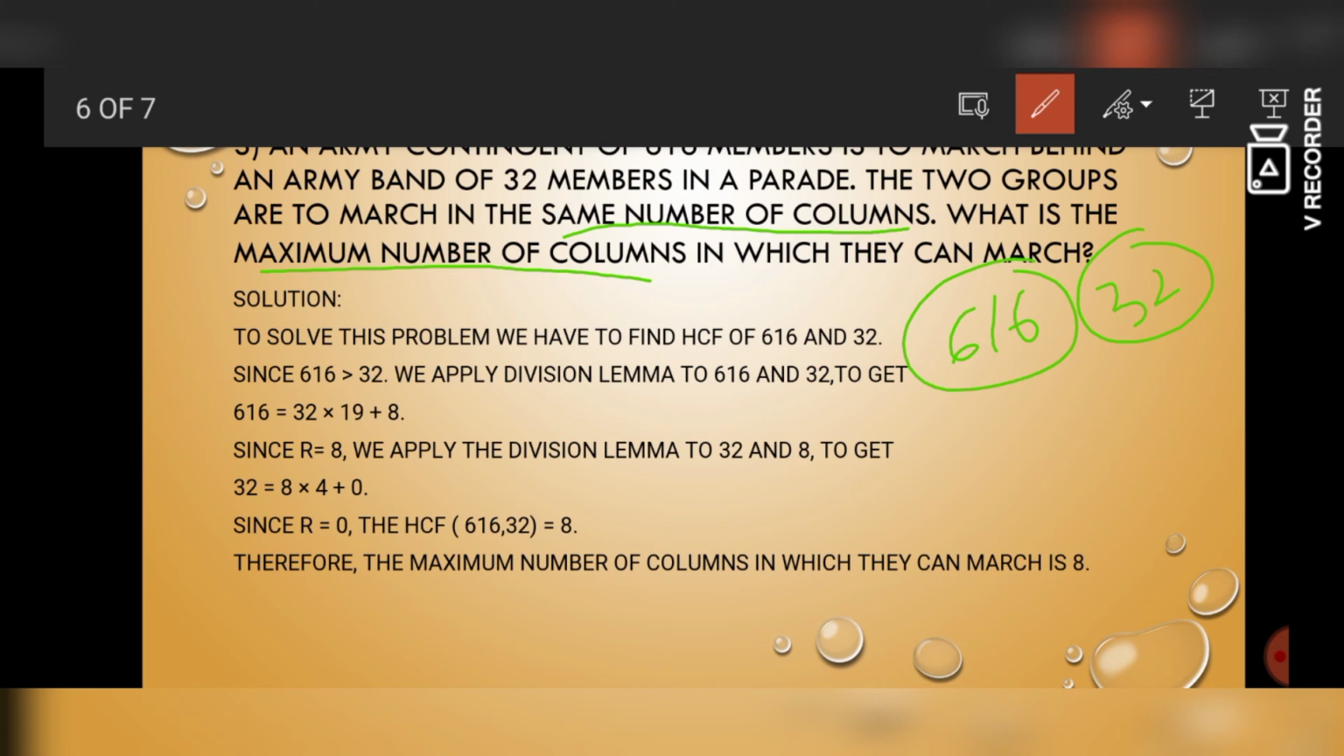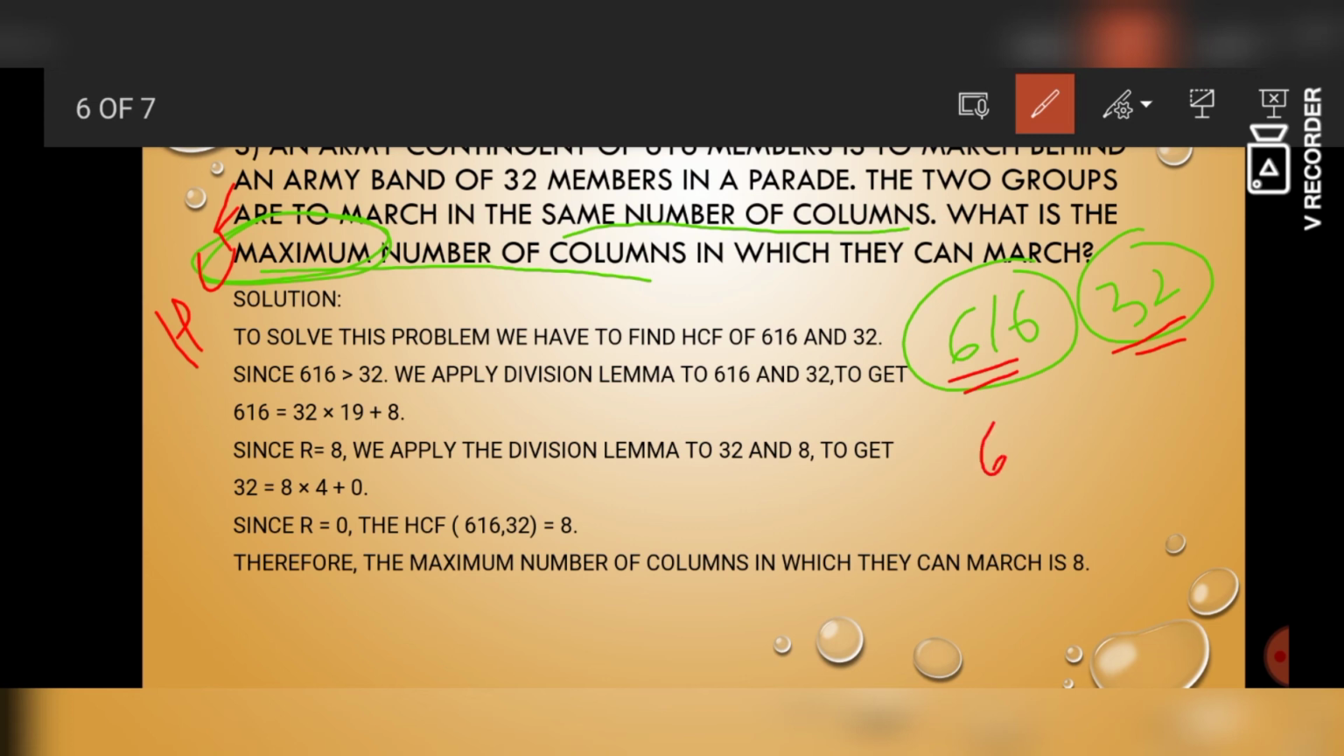Whenever you see the word maximum, you will know that you have to use HCF. HCF, the full form is highest common factor. So maximum and highest, they match. So we have to do HCF on which two numbers? HCF on 616 and 32. So let us apply Euclid's division lemma again, and we will see what is the maximum number of columns we get.